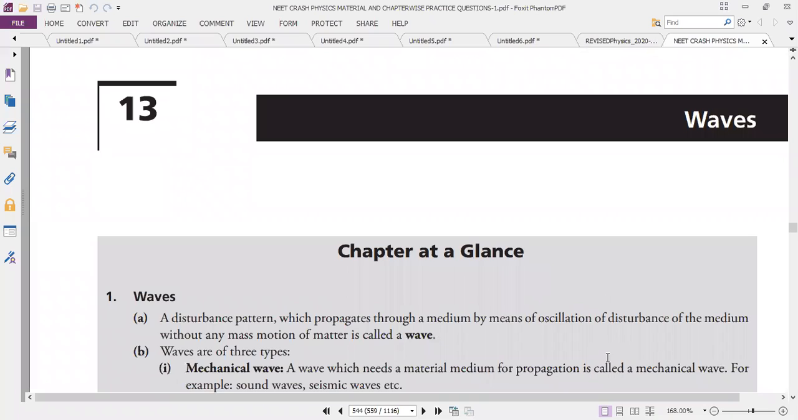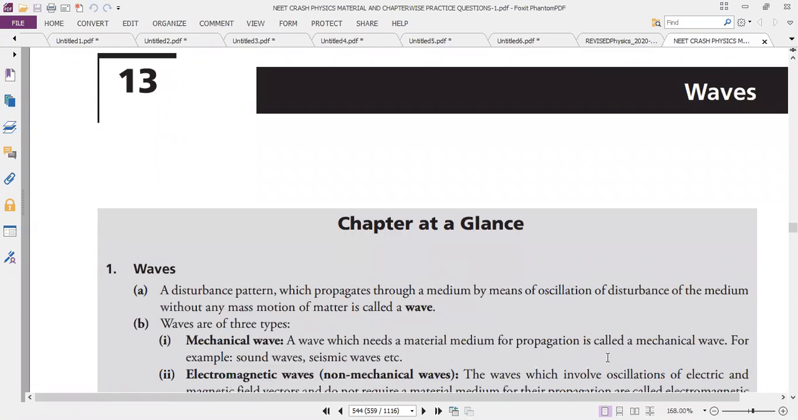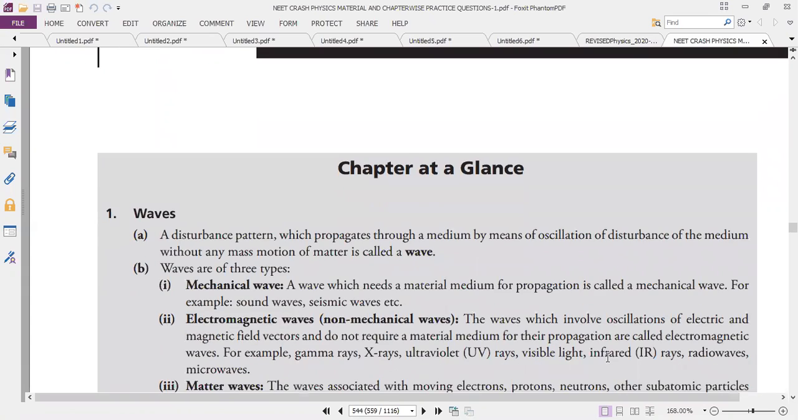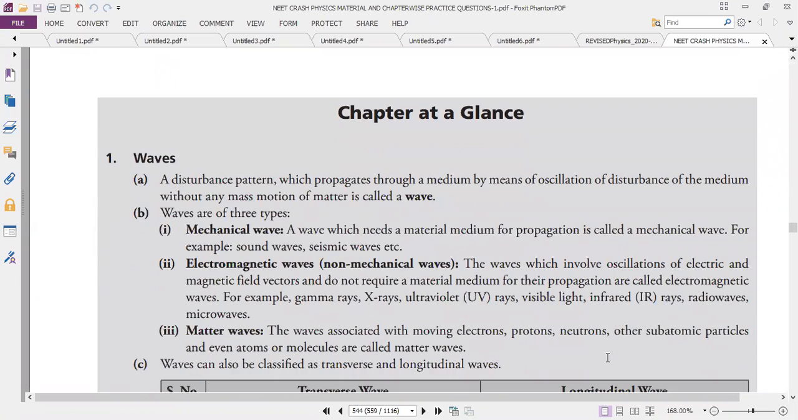Okay, one small recap. We start with waves. What is a wave? It is a kind of disturbance. Waves are of three types: one is mechanical wave, another is electromagnetic wave, and the next is matter waves. Mechanical waves are of two types: transverse waves and longitudinal waves.